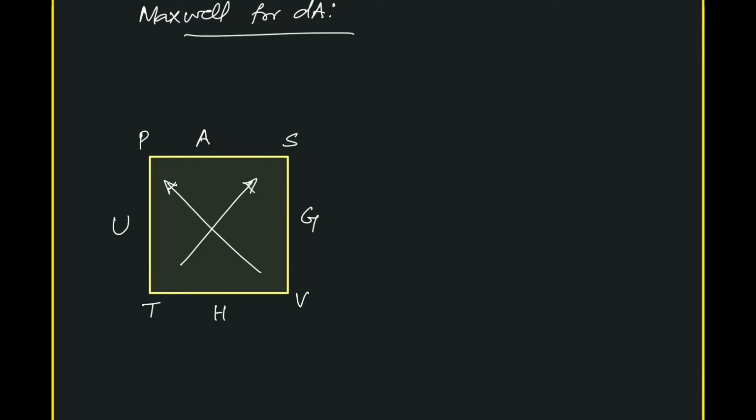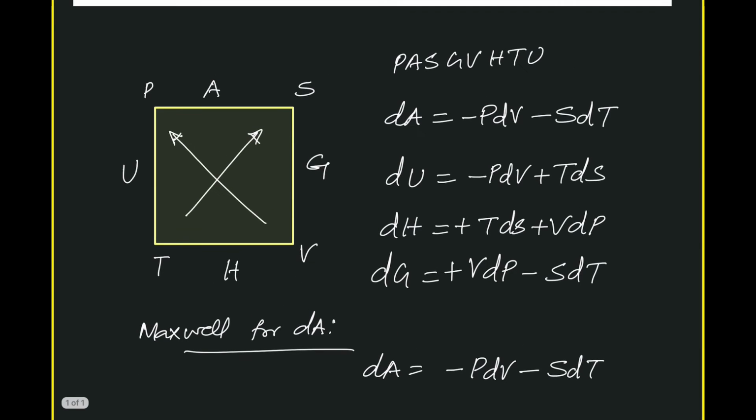Before that, let us write this dA once more. What is dA? For A, the side variables are P and S. For P, the distant variable is V, so P dV, and for S, the distant variable is T, so S dT. For both P and S, the arrows are pointing towards, so we have negative. Let us check this again. So we have minus P dV minus S dT, the same thing we obtained.